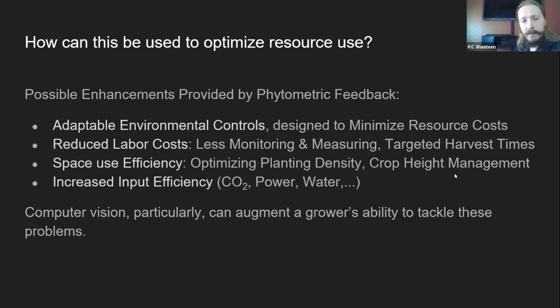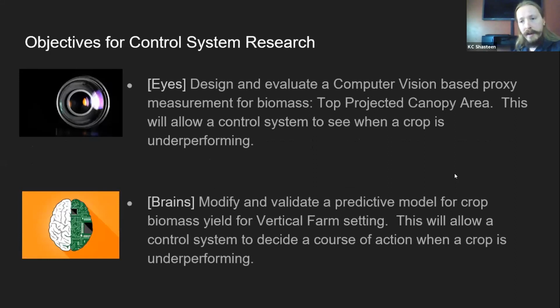And the best way to do this, I think, is using computer vision, because it preserves a lot of information about the individual plants and is a very data dense sensor. So my research revolves around developing and verifying that both the eyes and the brains of such a system can be made to work. For the eyes, my system will use a camera trained above the canopy, looking down at the growing plants and measuring the top projected canopy area at a high temporal frequency, in order to feed this information into a computer algorithm which is able to put out a number that can be given to the control system to say where the crop is in its development.